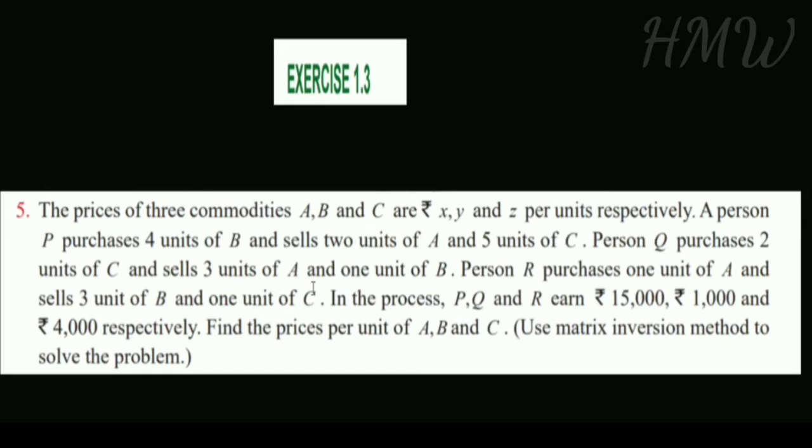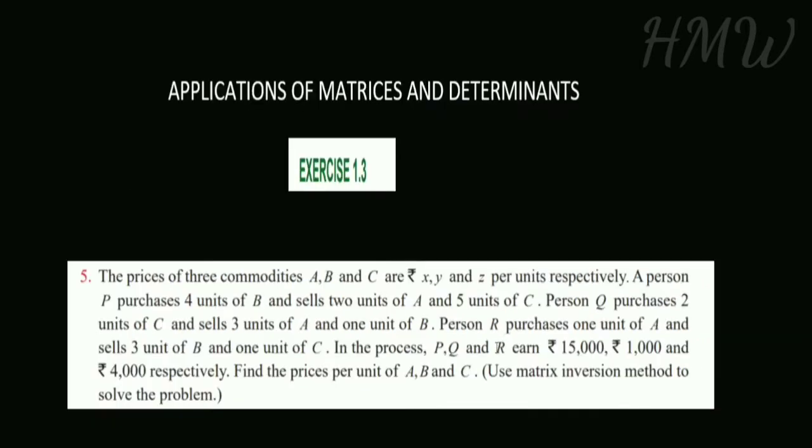Person P purchases 4 units of B and sells 2 units of A and 5 units of C. Person Q purchases 2 units of C, sells 3 units of A and 1 unit of B. Person R purchases 1 unit of A, sells 3 units of B and 1 unit of C. In the process, P, Q and R earned 15,000, 1,000 and 4,000.